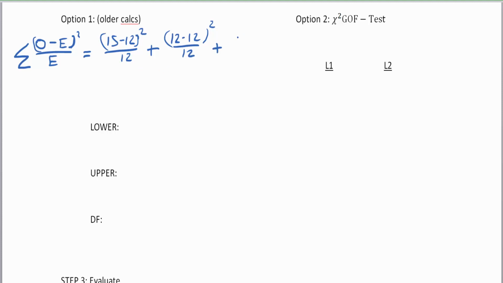And then the next one, which is 9 minus 12 quantity squared divided by 12. And then the next one, 9 minus 12, which is the same thing, quantity squared divided by 12. And then the very last one, which is the same as the first one, 15 minus 12 quantity squared divided by 12. Okay, so I'm going to show you how to type this into the calculator.